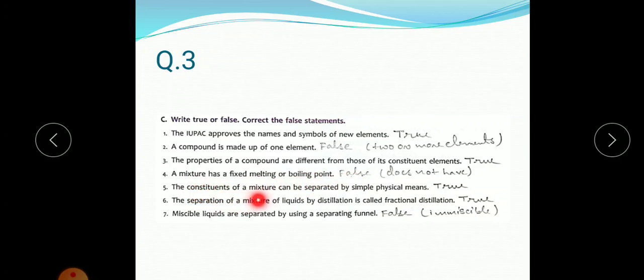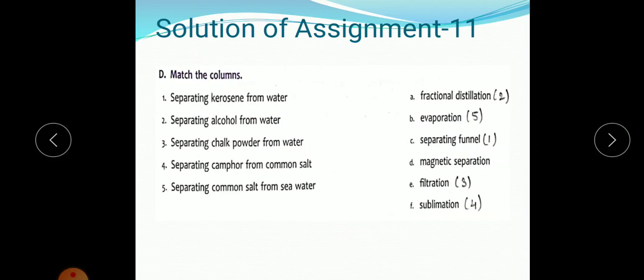The constituents of a mixture can be separated by simple physical means. It's true. The separation of a mixture of liquids by distillation is called fractional distillation. It is also true. Miscible liquids are separated by using a separating funnel. It's false. We can correct the statement as: immiscible liquids are separated by using a separating funnel. Fine. So this is the solution for assignment 10. Next, the solution for assignment 11.